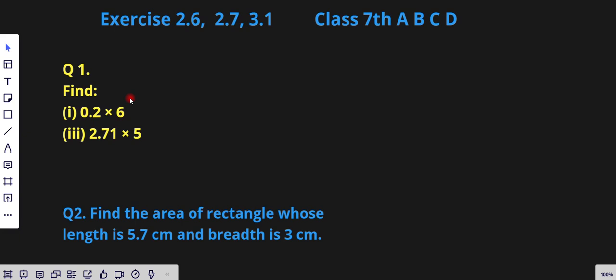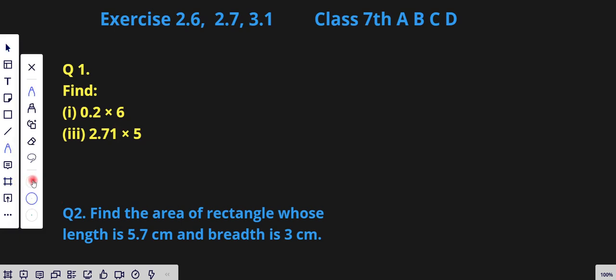Now the first question is, you need to multiply a decimal number with a whole number, right? So you need to multiply 6 with 0.2. So how to multiply these values, I'll explain to you. Okay, I'll take some different color. So this is the first question that you need to multiply.